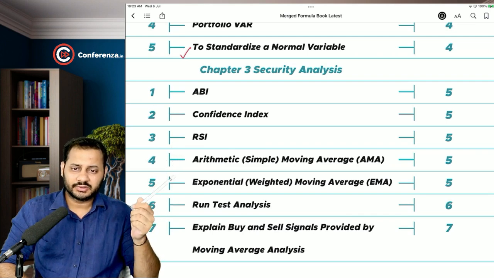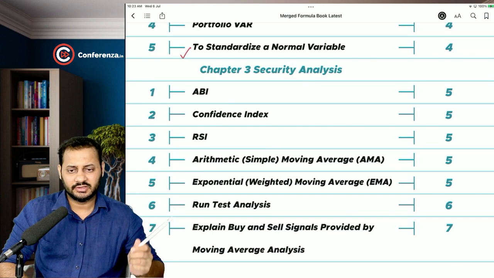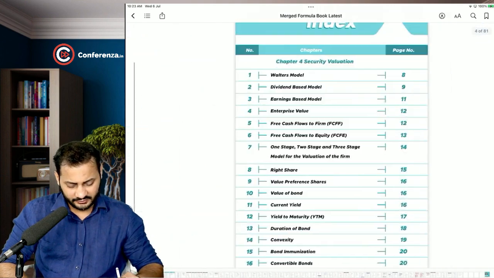Then in security analysis, we started with ABI, confidence index, RSI (relative strength index), arithmetic or simple moving average, exponential moving average, and run test analysis. The last one was explaining the buy and sell signals provided by the moving average analysis. So this is covered in the formula book also. That's why it is given here.